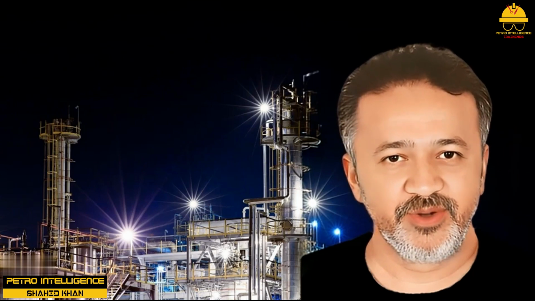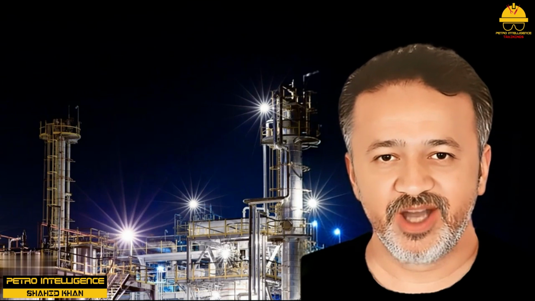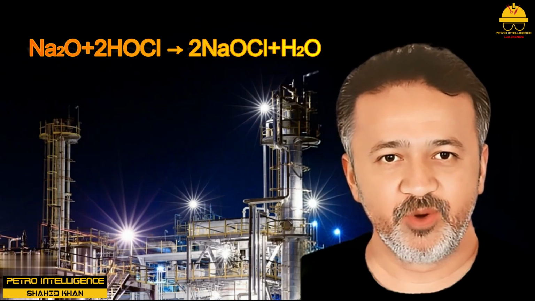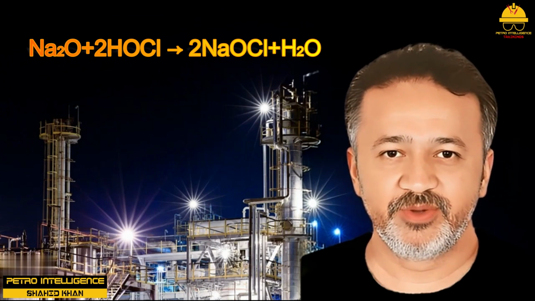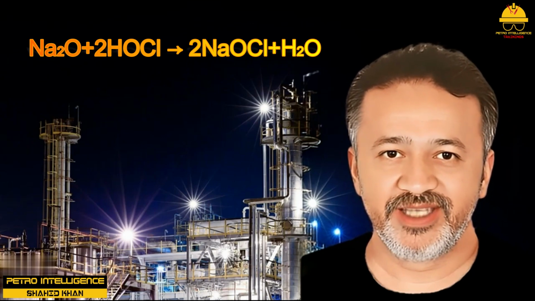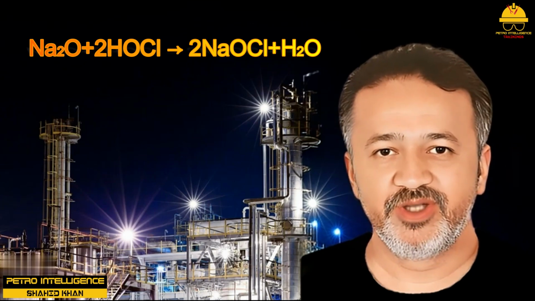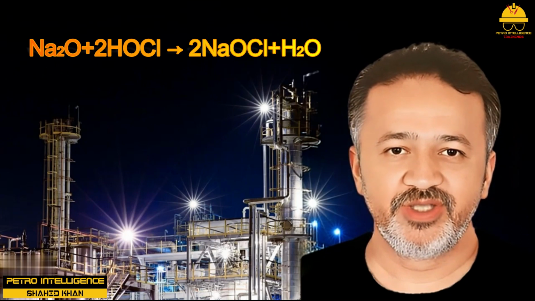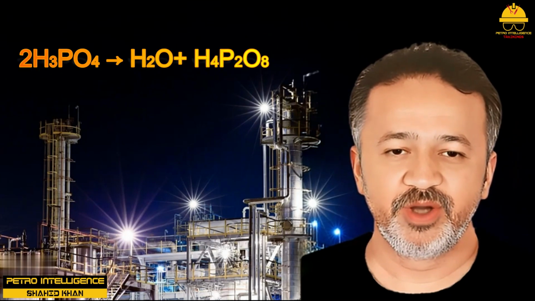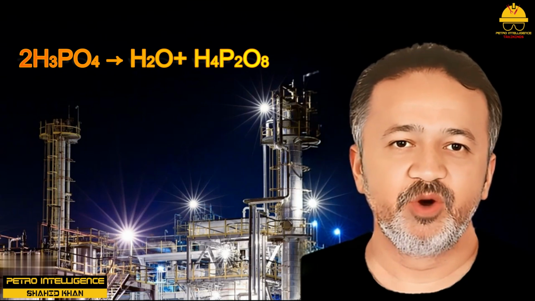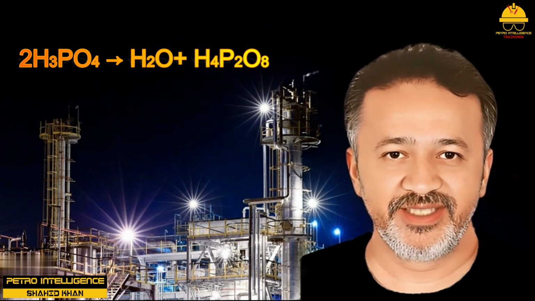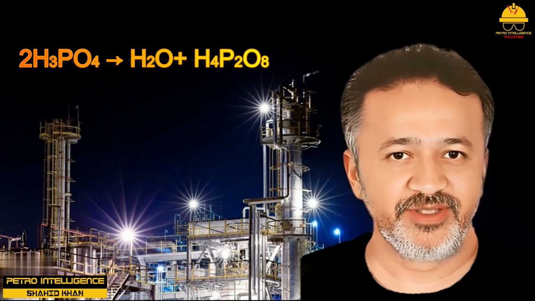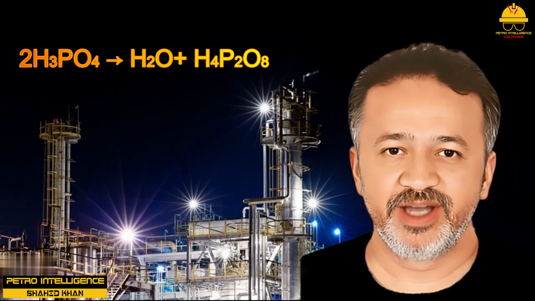Determining whether a chemical equation is balanced can also be done by simply listing the reactants and the products and making sure the totals for each element are the same on each side of the equation. Na2O plus 2HOCl reacts to give 2 NaOCl plus H2O. Reactants are 2 sodium, 3 oxygen, 2 chlorine and 2 hydrogen, and products are 2 sodium, 3 oxygen, 2 chlorine and 2 hydrogen. This chemical equation is balanced. Now, let's look at another equation. 2H3PO4 reacts to give H2O plus H4P2O8. Reactants are 6 hydrogen, 2 phosphorus, 8 oxygen, and products are 6 hydrogen, 2 phosphorus and 9 oxygen. This chemical equation is not balanced.